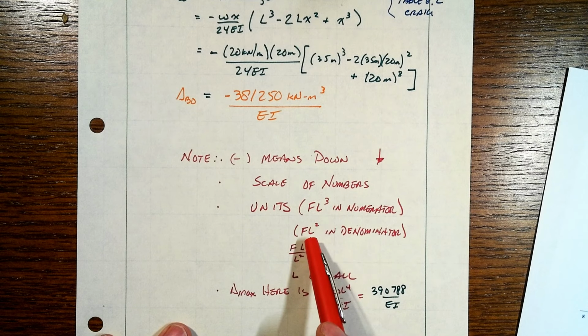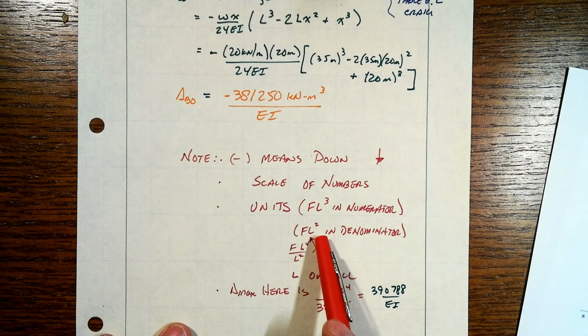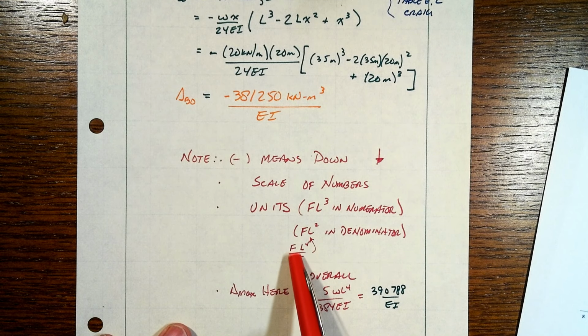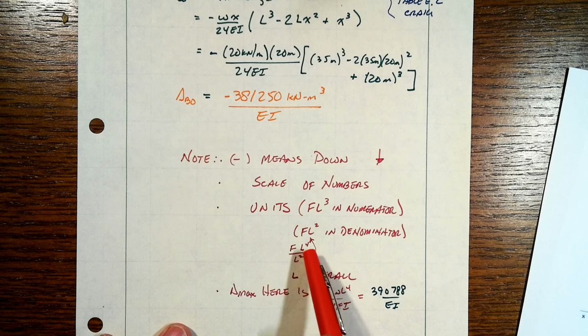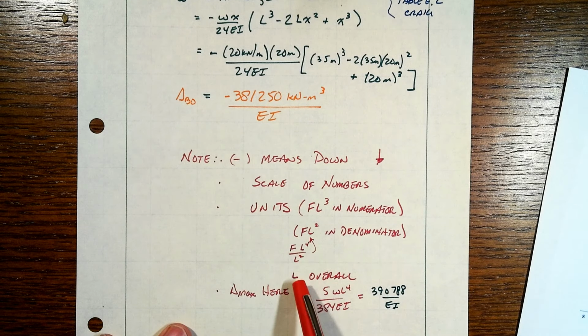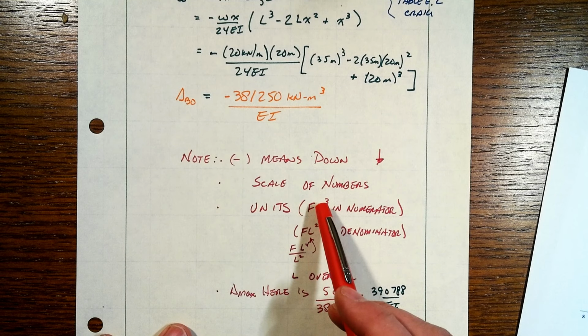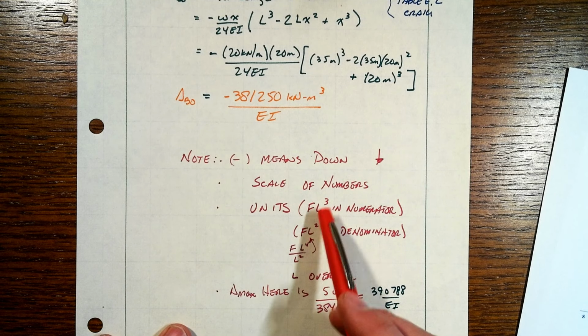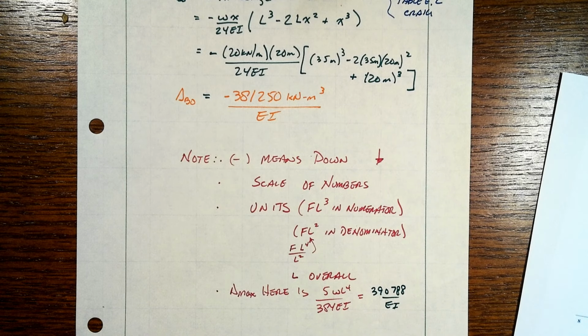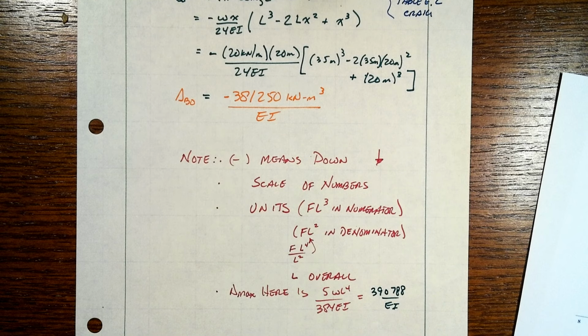In the denominator, you should end up with force length squared. That comes from the E, force over length squared. That's a pressure, really a stress, times a length to the fourth. That would be the I. So that would be force length squared, and then over that, of course, the force goes away, L cubed over L squared becomes just length. Oh, it's a displacement. That is a translational displacement. Of course, it should be in terms of length.